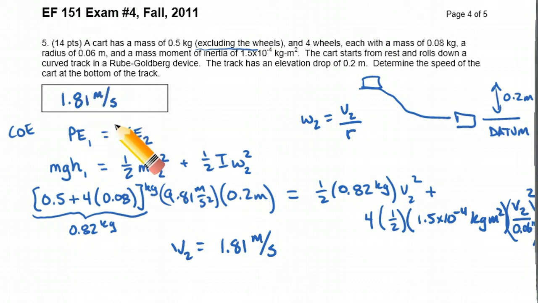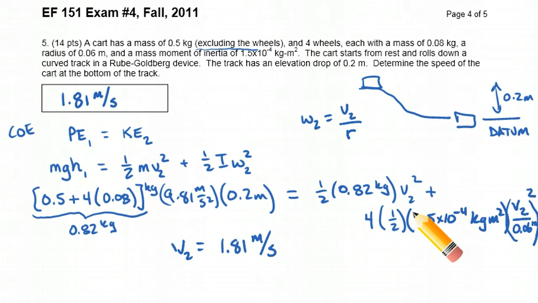Key points on this problem: first, identify conservation of energy, then remember to incorporate the rotational energy of the wheels. If we did not do that, then this whole second term would be 0. It's an easier problem, but we get a different answer.